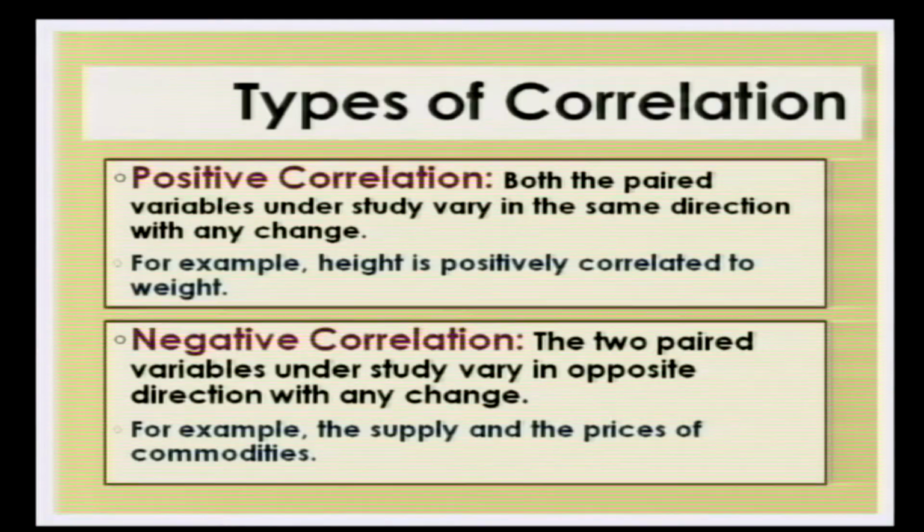Another type of correlation is negative correlation. So what is negative correlation? It is when the two paired variables under study vary in opposite directions. A very famous example is from the market. You can take supply and price. If a commodity is being supplied to the market in excess, the price goes down. If there is a shortage of some commodity in the market and the demand is more, the price goes up.